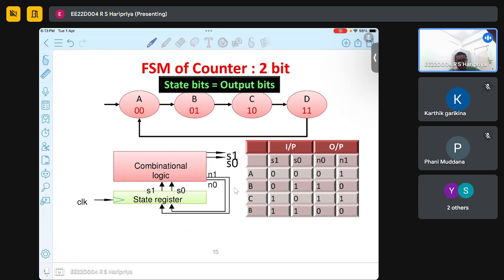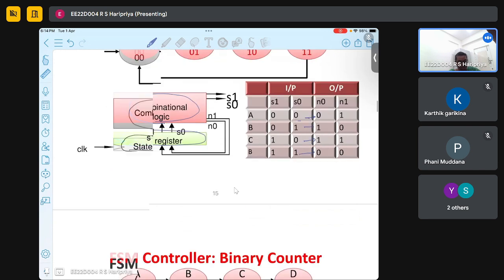So if we consider this as the finite state machine for the 2-bit counter, it is counting 0, 1, 2, 3, it's up counting. And this is the present state, next state table. So 0 to 1, 1 to 2, 2 to 3, 3 to 0. So we have a set of state registers and we need a combinational logic to give the next state and the state output.